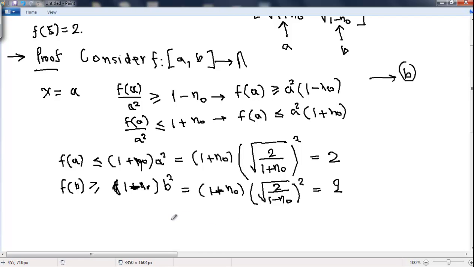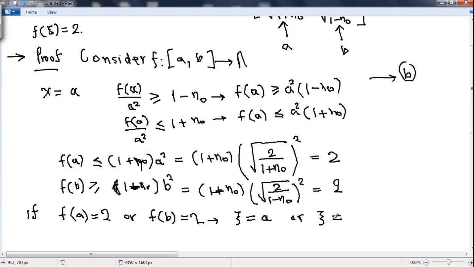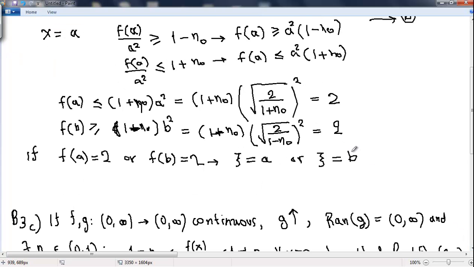What I have found is that f of a is less than 2 and f of b is more or equal than 2. Now, if f of a is 2 or f of b is 2, then xi equals a or xi equals b, because if f of a equals 2, it means xi is exactly a, and likewise xi is exactly b.